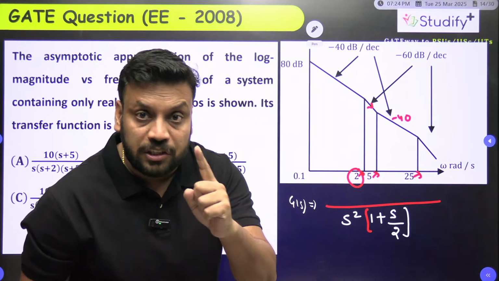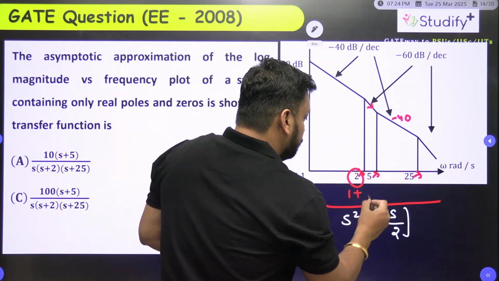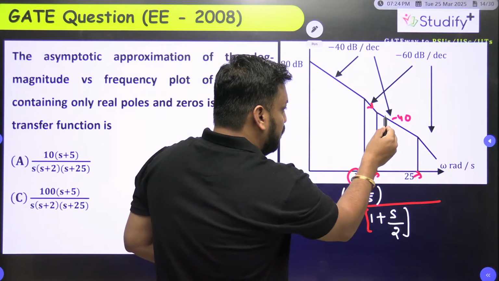+20 का मतलब 0. 0 means it comes in the numerator. So should I write 1 plus s by 5? S by 5, yes sir. Now we are traveling here, no problem.